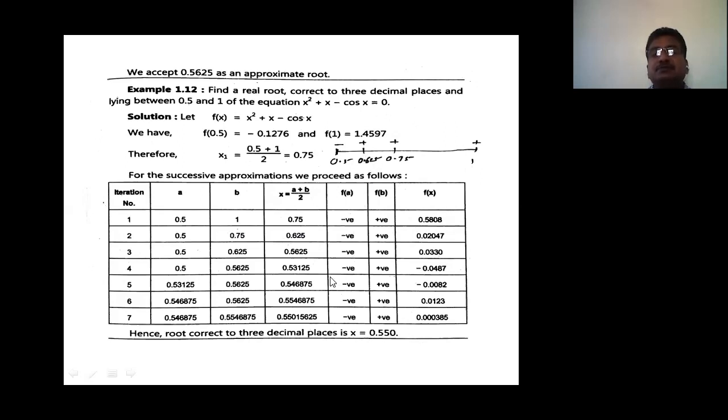At this point the value is what? The value is positive at 0.625. And therefore the root lies between 0.5 and 0.625. And therefore 0.5 and 0.625 are A and B. And therefore their addition divided by 2 gives the next approximation. Again, find the value at this point and perform the next iterations.